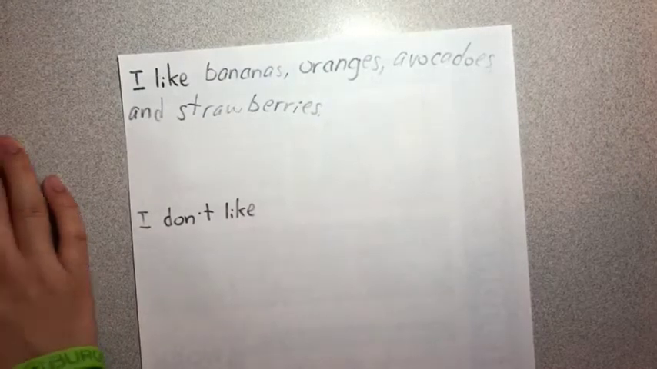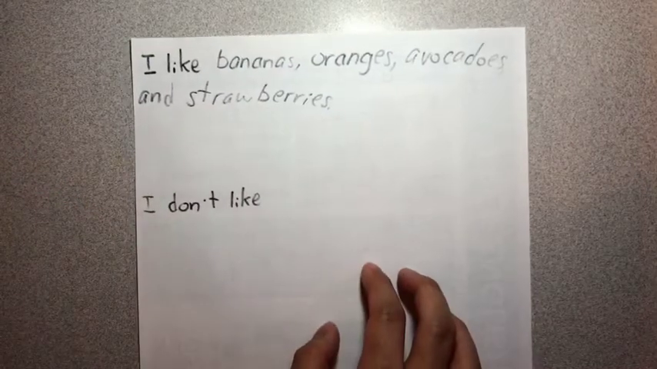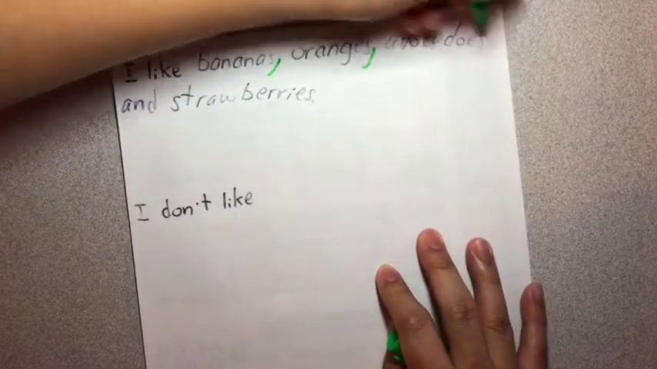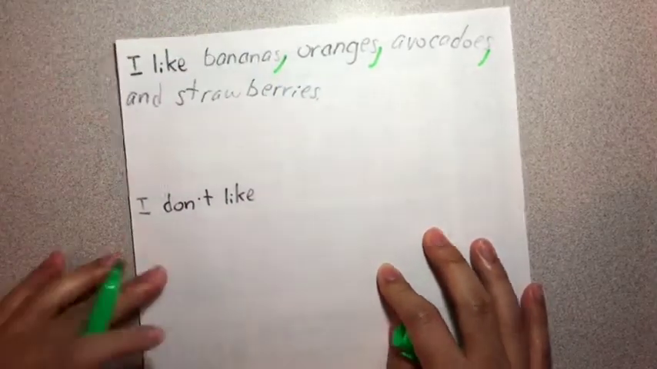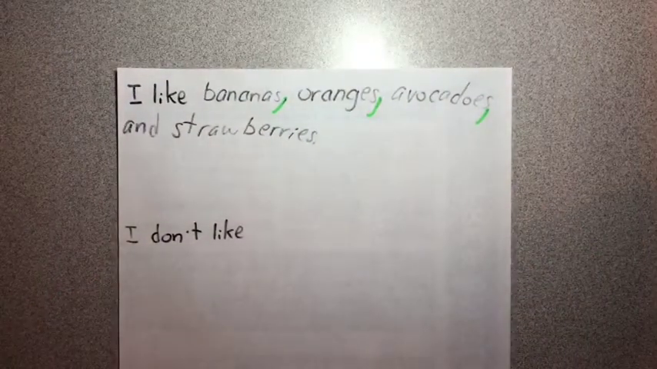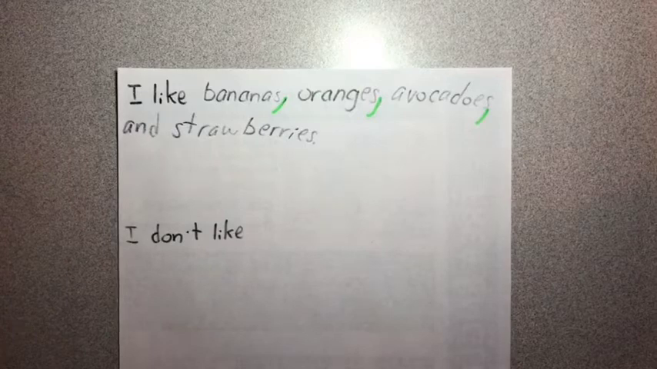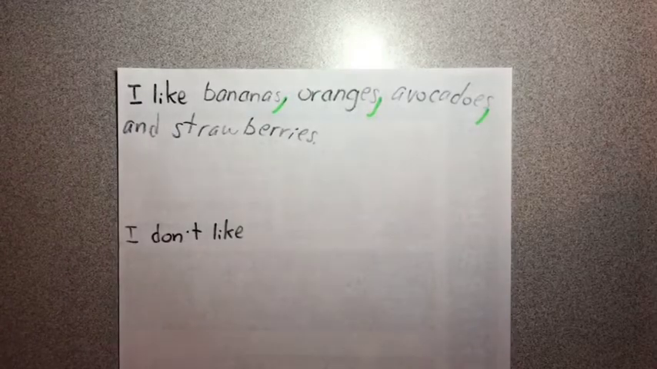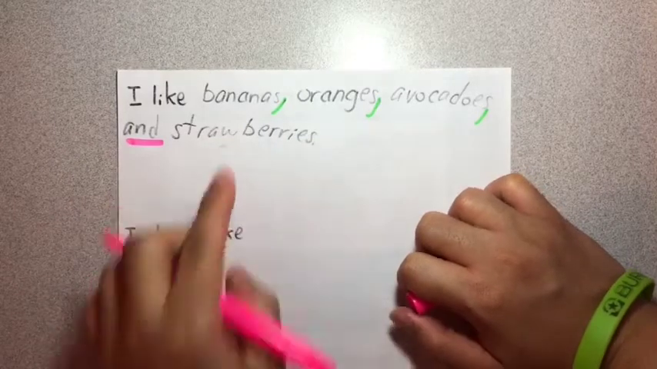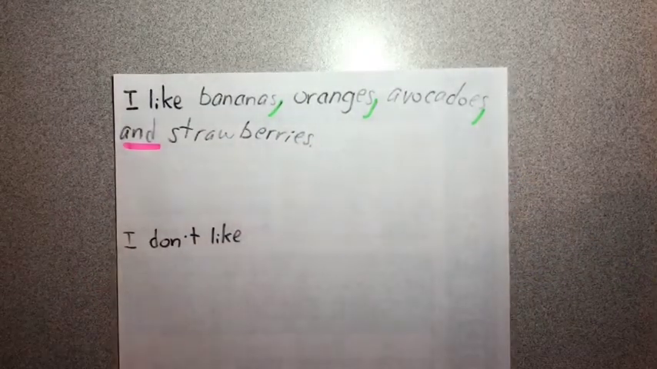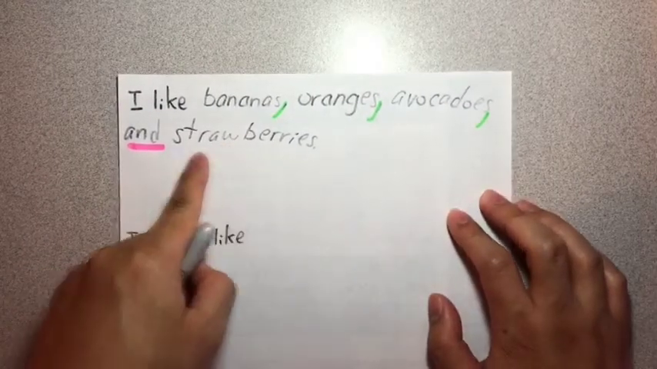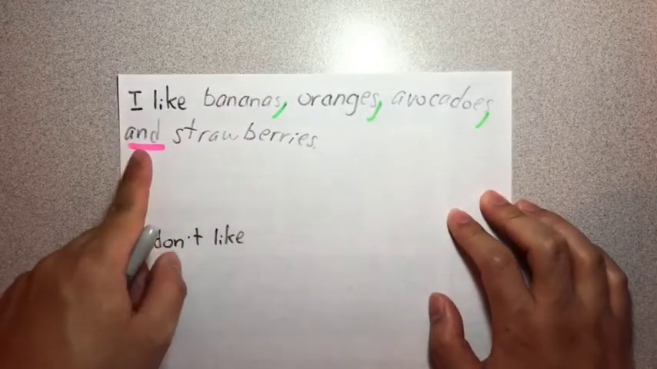This is a list. In a list, we write commas between every item. Commas, comma, comma. In a list, we use the word and. We use the word and before the last item. So the last item in this list is strawberries. So before the word strawberries, we write and.